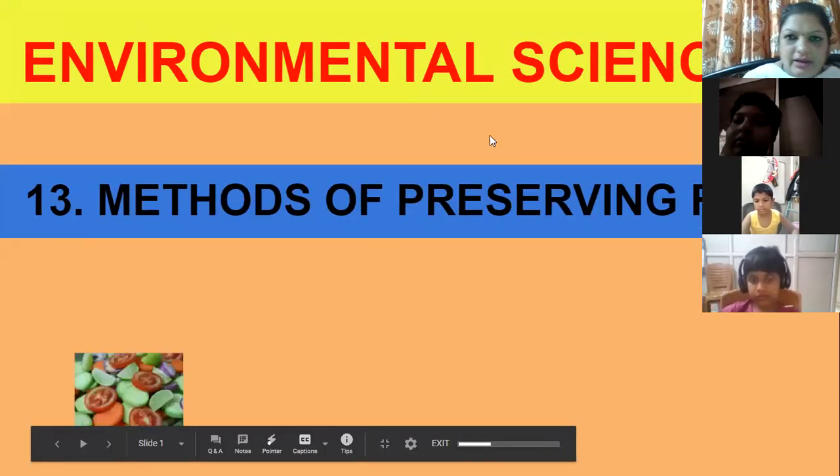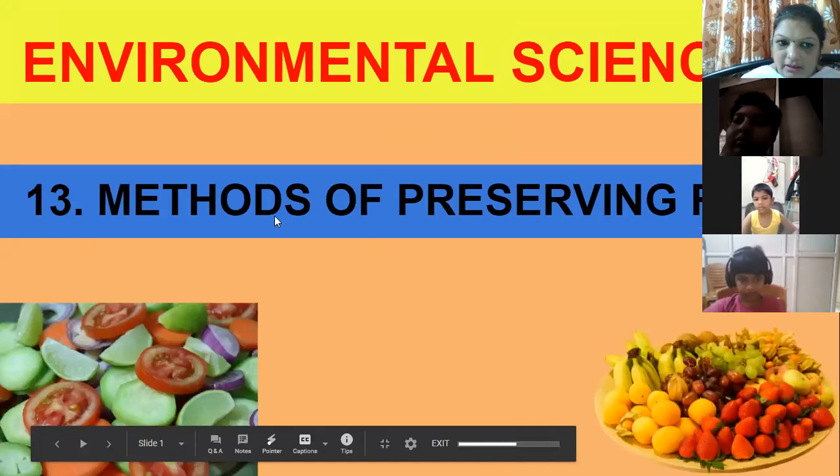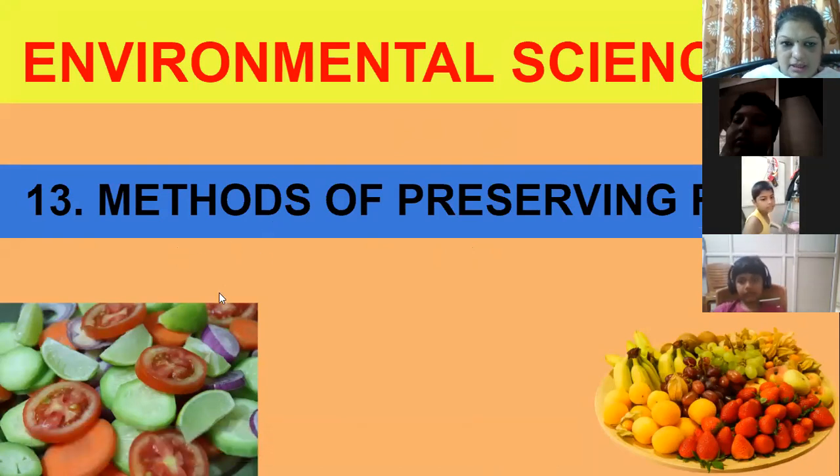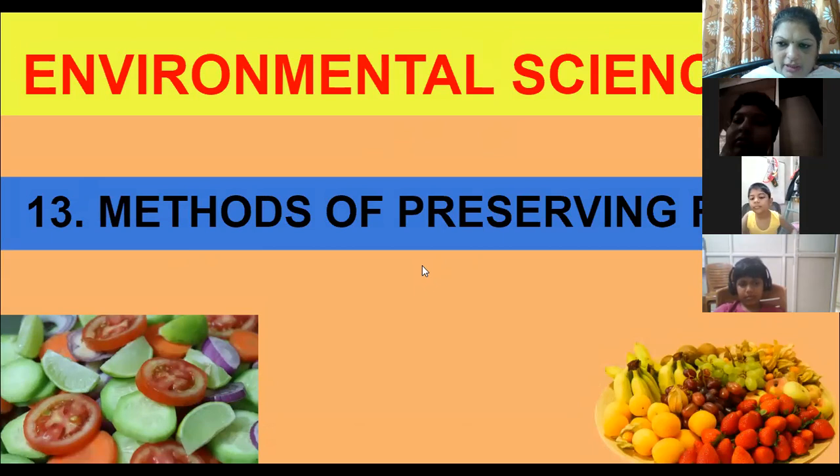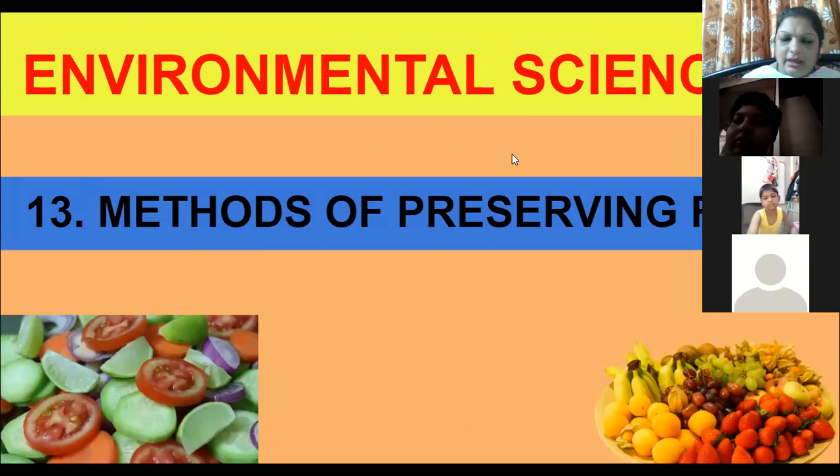So today we have to see lesson number 13, methods of preserving food. Which are the different techniques, which are the different methods you're using to preserve the food. This food can be in solid or liquid form. Okay, so let's go ahead and study how you will preserve different types of food.